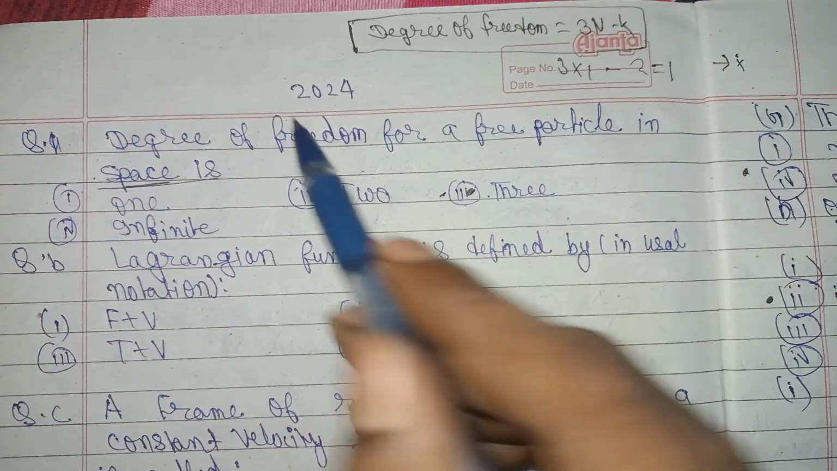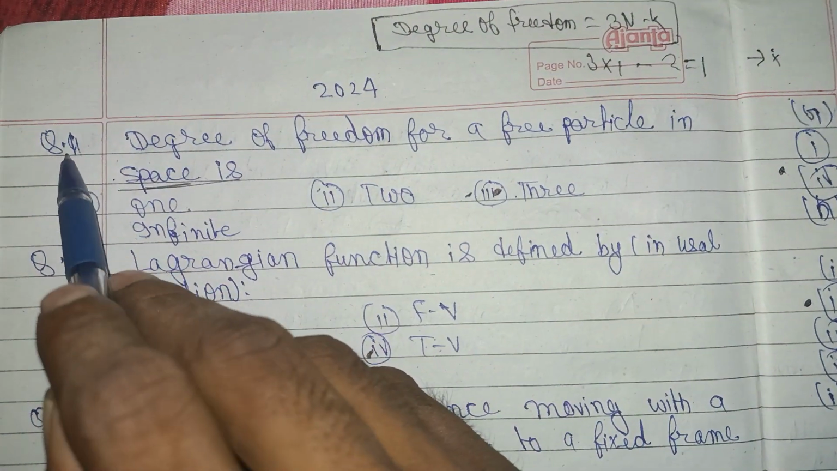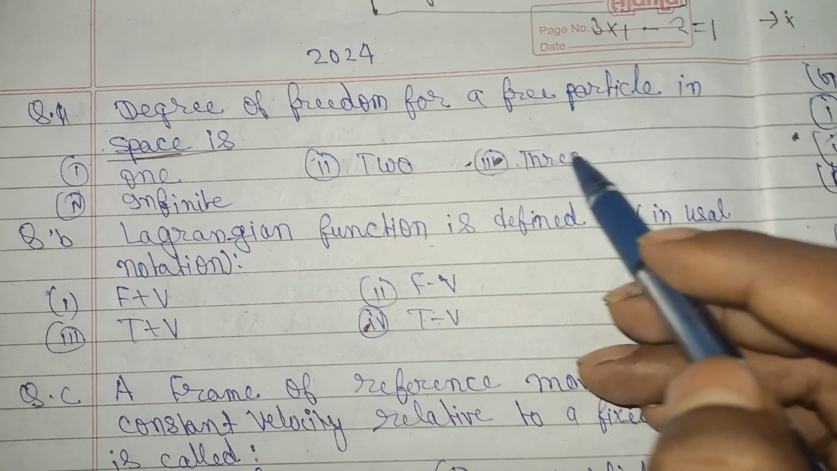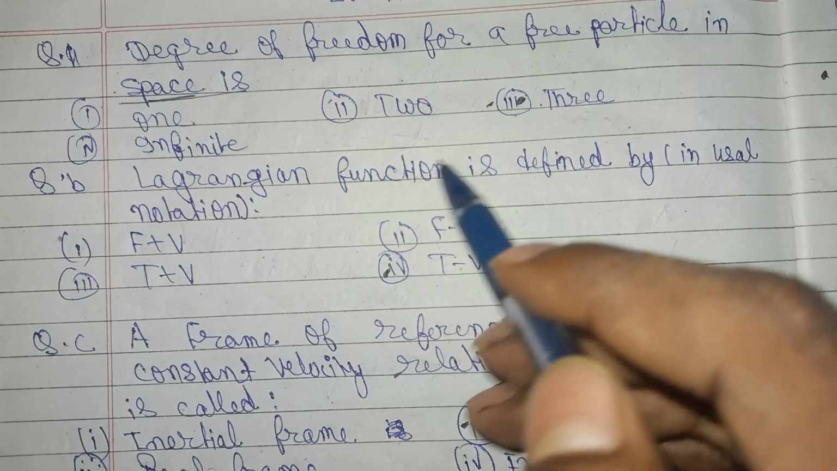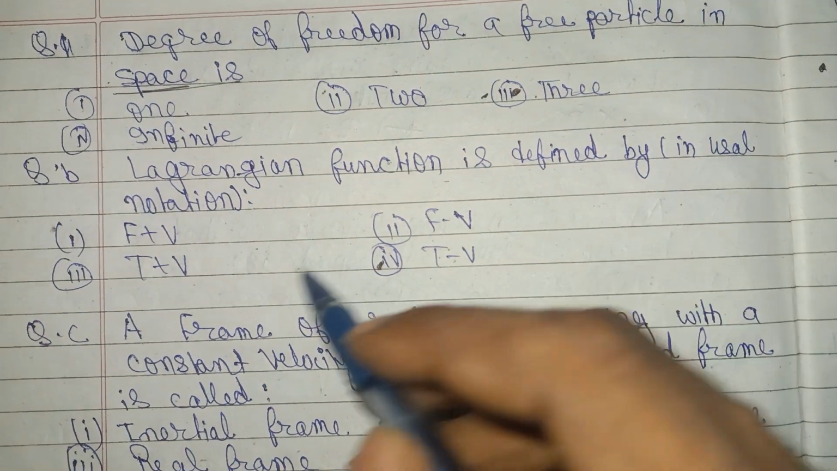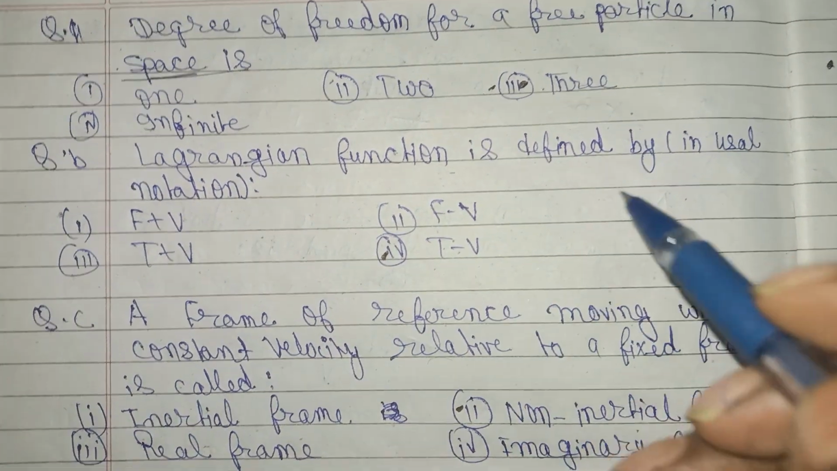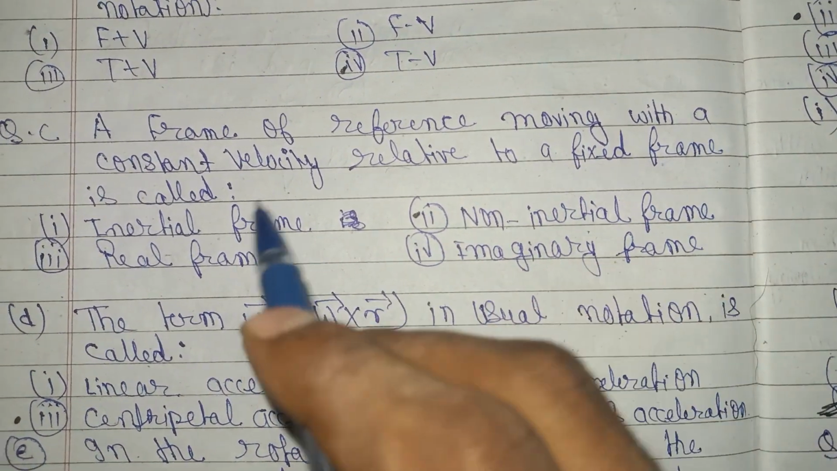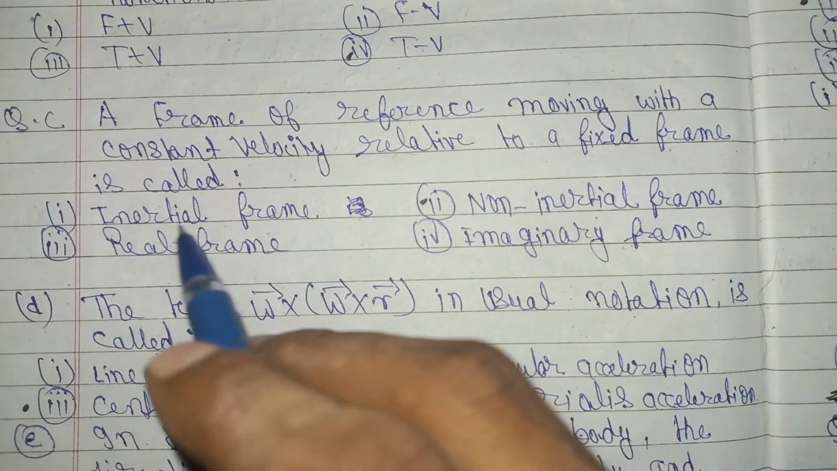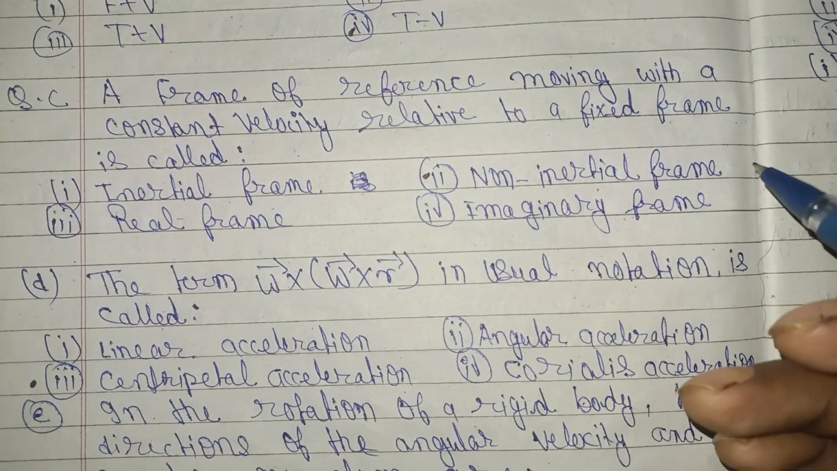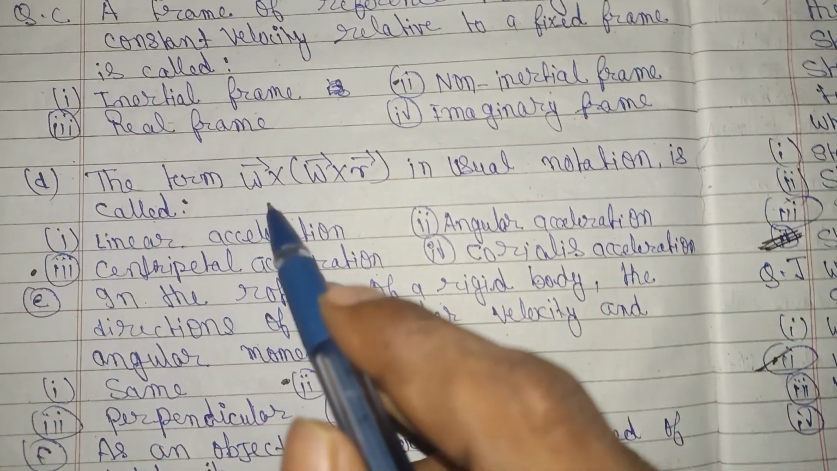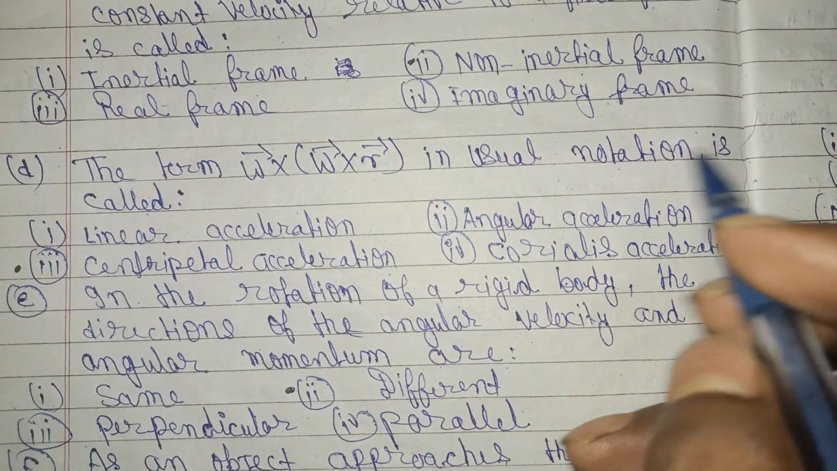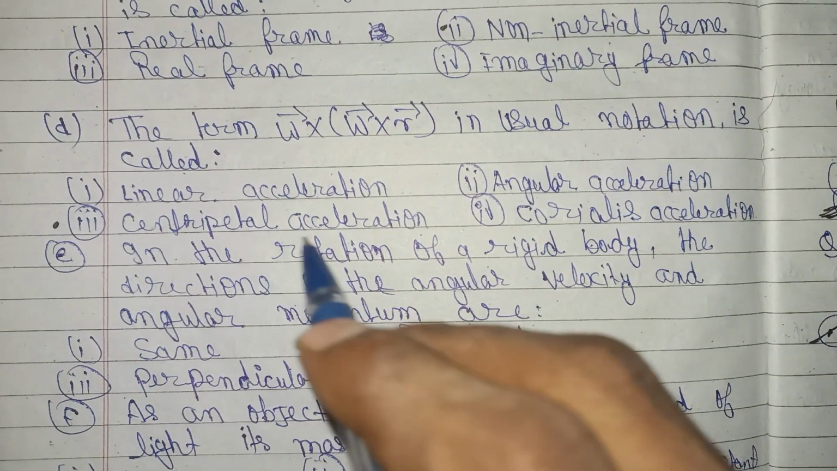2020 question paper. Question number 1. Degree of freedom for a free particle in a space is 3. Question B. The Lagrangian function is defined by, in usual notations, T minus V. Question number C. The frame of reference moving with constant velocity related to a fixed frame is called non-inertial frame. Question number D. The term omega cross r in usual notation is called centripetal acceleration.